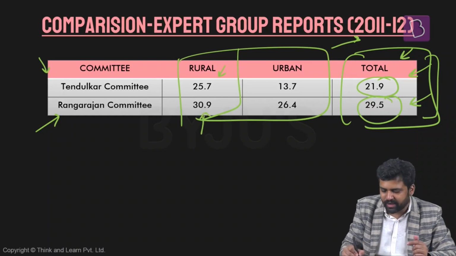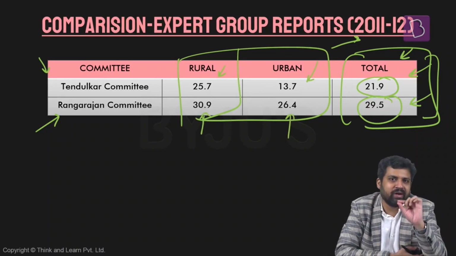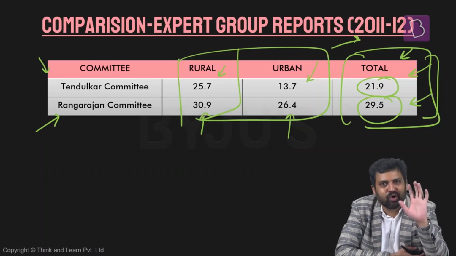25.7, 30.9, 20.7, 26.4. Right? So I just want you to appreciate how the methodology you use leads to different kinds of numbers. So always keep in mind, counting is always a political exercise. So this is something about the official poverty estimates.